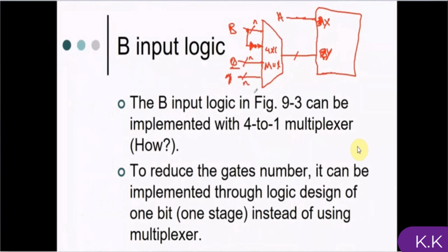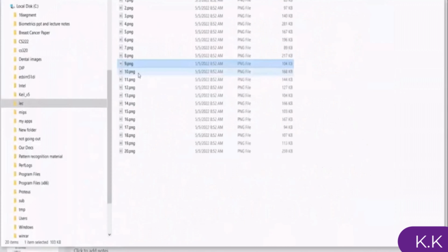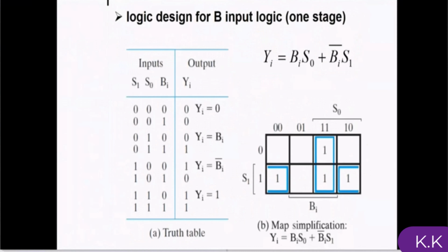Instead of using a multiplexer, there is another way to design it to reduce the gate count. It can be implemented through logic design of 1 bit instead of using a multiplexer. Let's see. I'm going to design a combinational circuit for 1 bit of that circuit only. As you can see, we consider 1 bit of the two data inputs. We need one circuit similar to this one, so bit index 1.